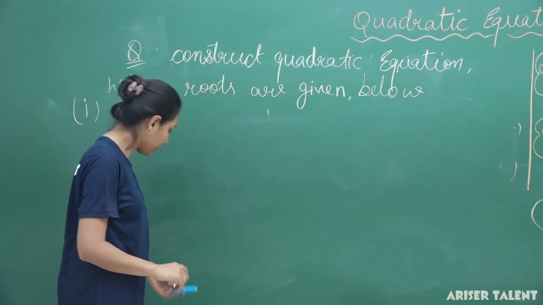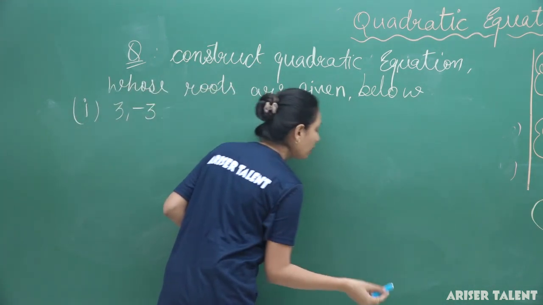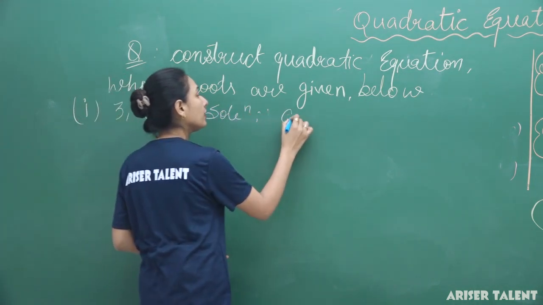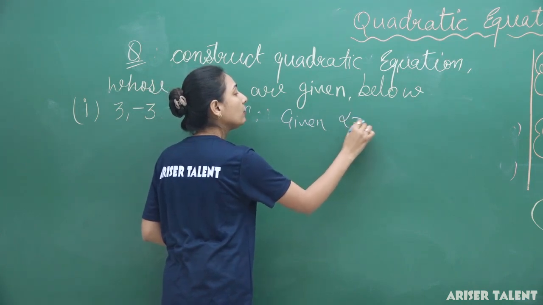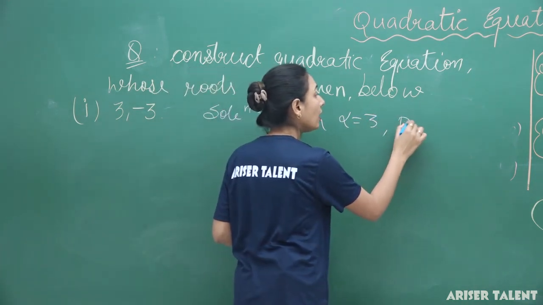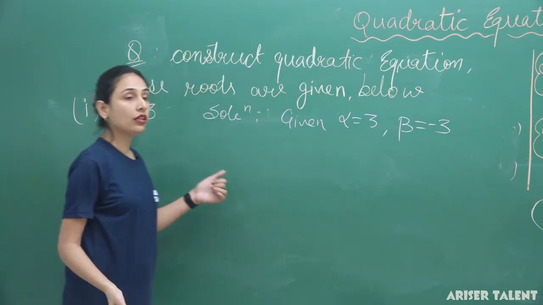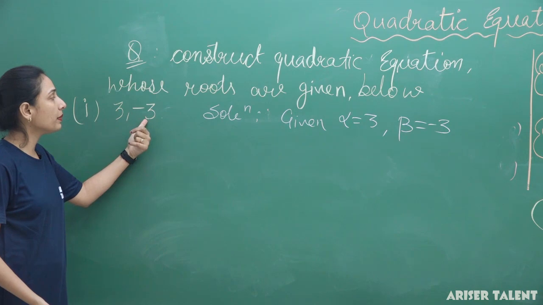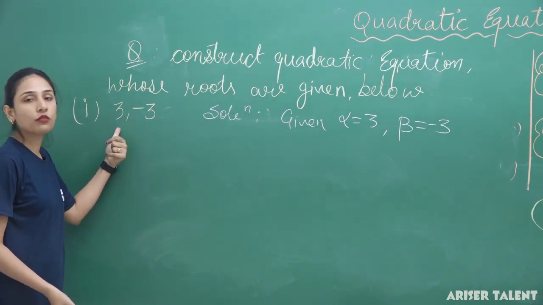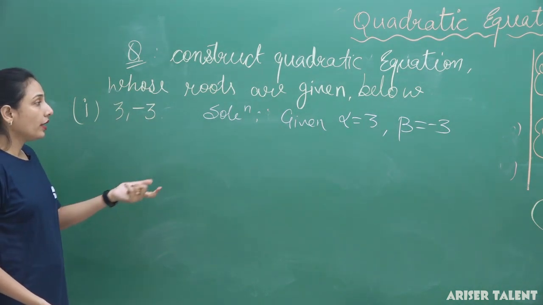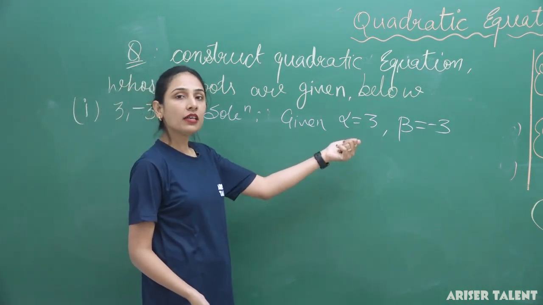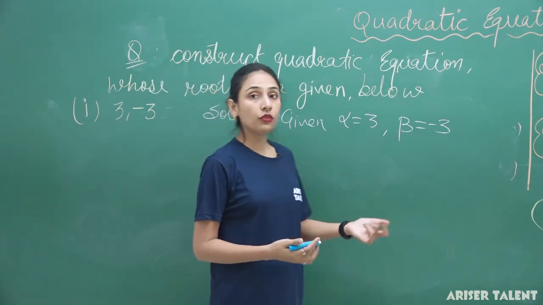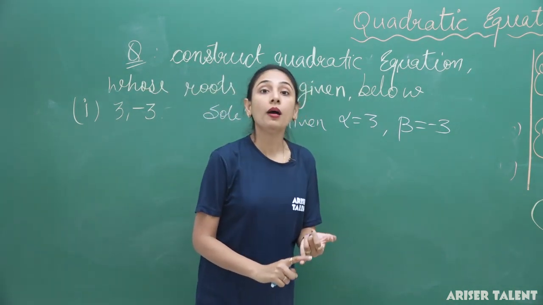That means, student, the given value of alpha equals 3 and beta equals minus 3. The value of alpha is 3 and beta is minus 3. You can take the value as alpha equals minus 3 and beta equals 3 also. It depends on you. So we are given this alpha and beta value here. Now we are asked about the equation. So what you have to do? First find the value of alpha plus beta.